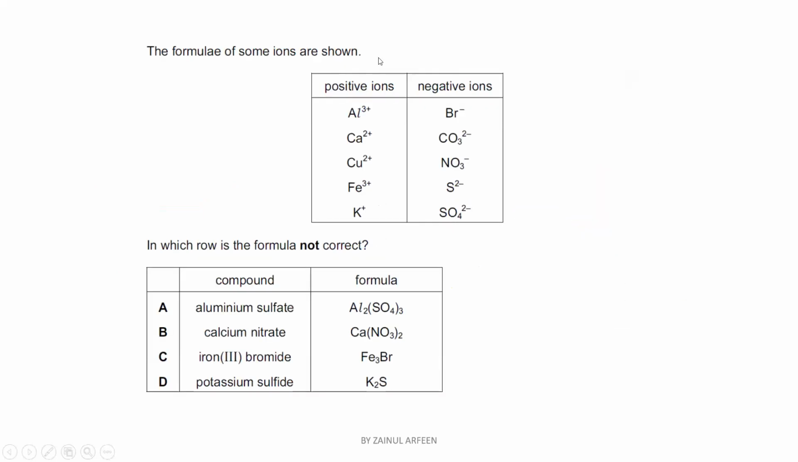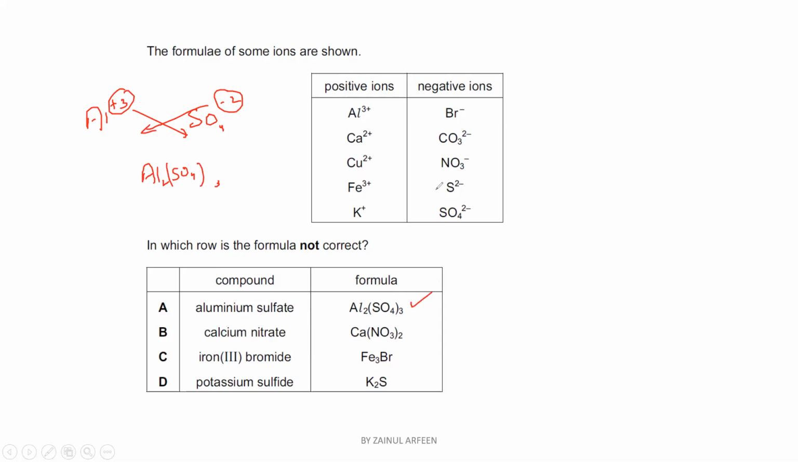Okay. The formulas of some ions are shown. So they give you the positive ion and the negative ion. In which row is the formula not correct? Aluminum sulfate. Is the formula correct for aluminum sulfate? The valency for aluminum is given and valency for sulfate is also given. So when we cross multiply, this 2 will come with aluminum and 3 with sulfate. So it will be Al2(SO4)3. So aluminum sulfate formula is given correctly.